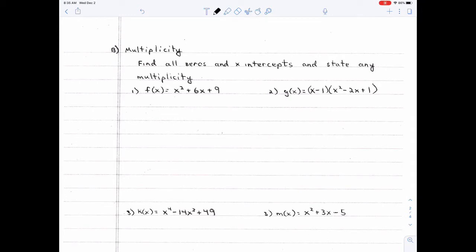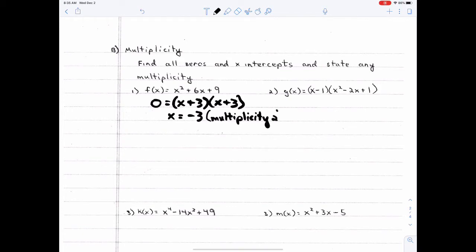What's multiplicity? It's probably easier if I just show you. All right, so here I'm going to find zeros. So this would be x plus 3 and x plus 3. So therefore x equals -3. And you don't need to state -3 twice. But notice it is a 0 twice. So that's a multiplicity of 2. It just means it's a 0 twice. Now, what does that have to do with anything? I'll get to that in a little bit.